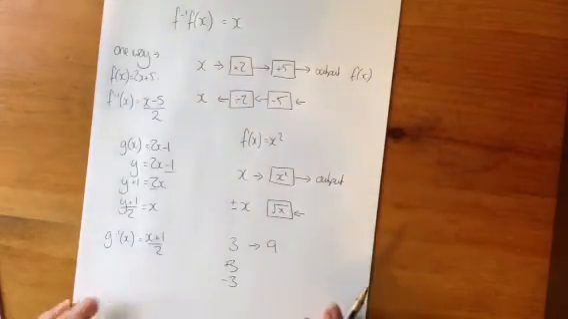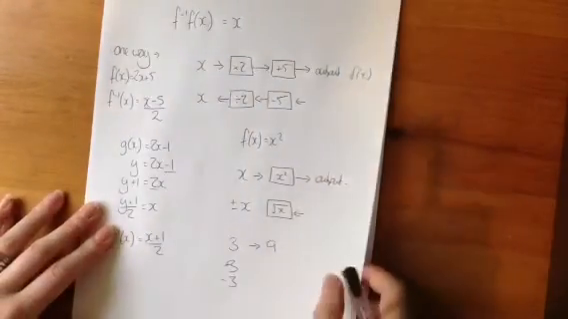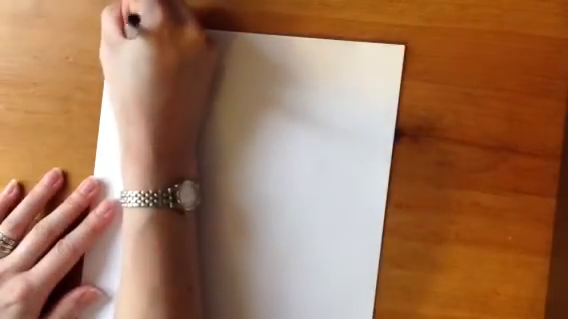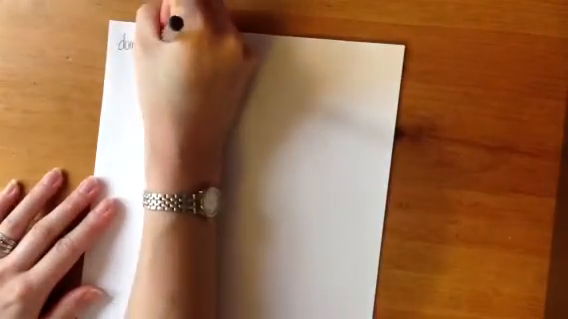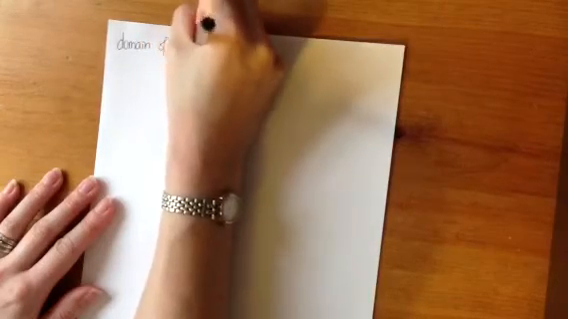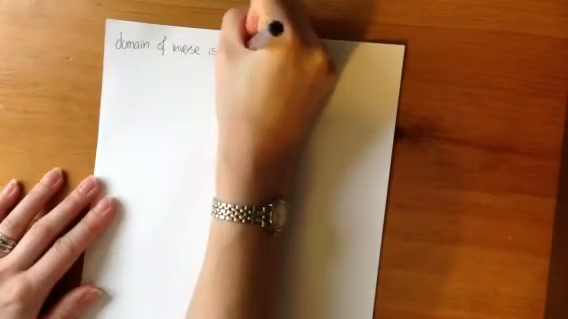Worth remembering is that the domain of the inverse is the same as the original range of the function. So the domain of the inverse is the range of the original function.